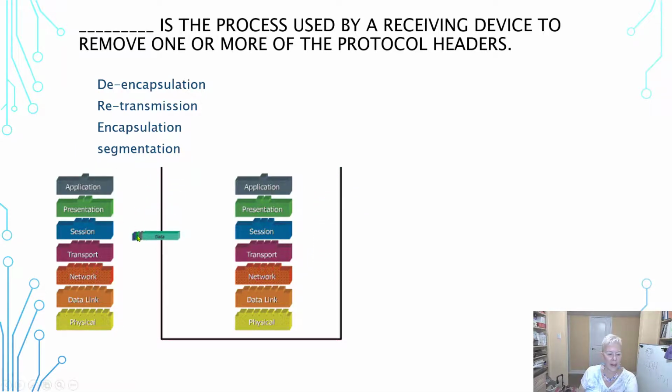Now, each layer, notice it picks up another little box. It moves across the media. Now it's trying to come to you. So it's de-encapsulating it. It's taking those little boxes off and reading the information. De-encapsulation is the process used by the receiving device, the destination device, to remove one or more of the protocol headers. This is how data learns what its destination is and how to get to where it's going.